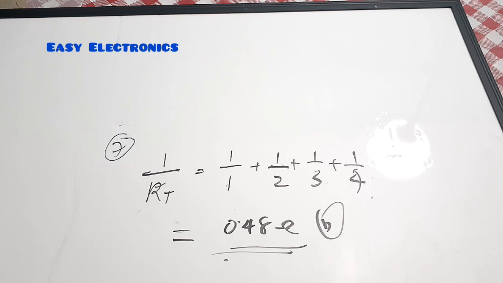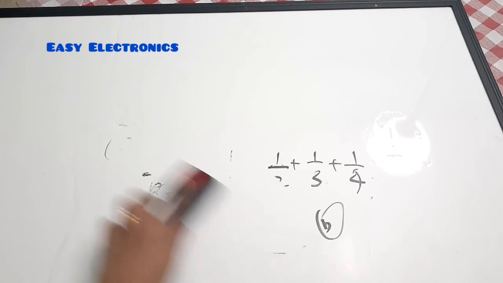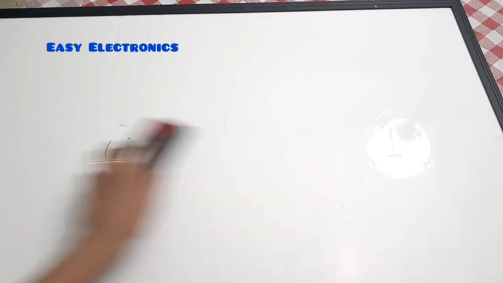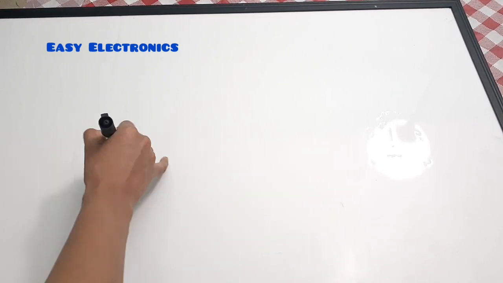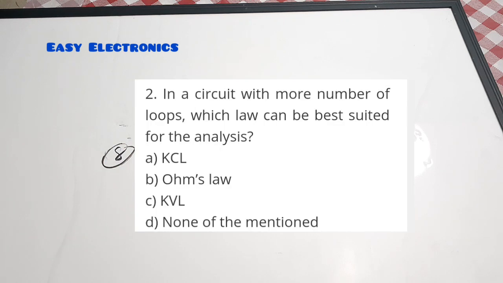Moving on to this 8th question. Eighth question is, in a circuit with more number of loops, which law can be best suited for analysis? A. KCL, B. Ohm's law, C. KVL, D. None of the mentioned.